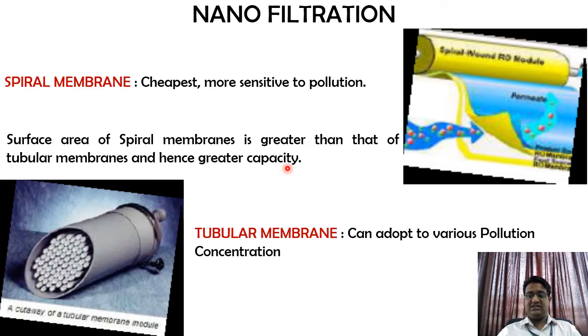Here please try to understand this. The capacity is greater, but the rate of filtration is going to remain the same. Two different things you need to understand. First is the rate of filtration. If you check 1 square meter of area, whether it is for a tubular membrane or a spiral membrane, the amount of passage is going to remain the same, because they have the same amount of pores.